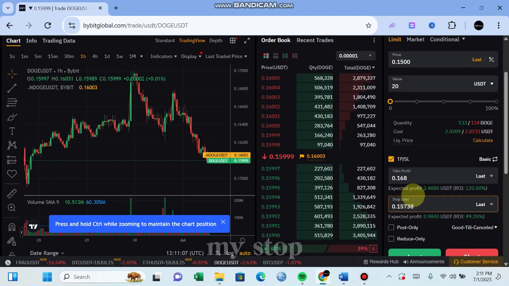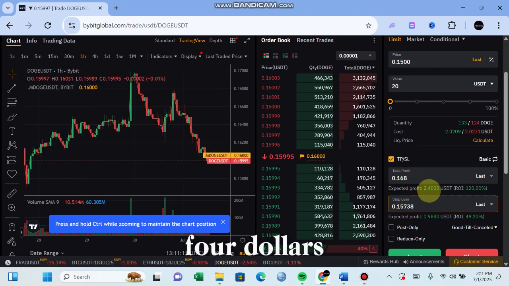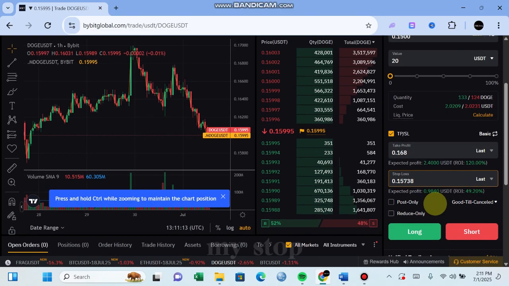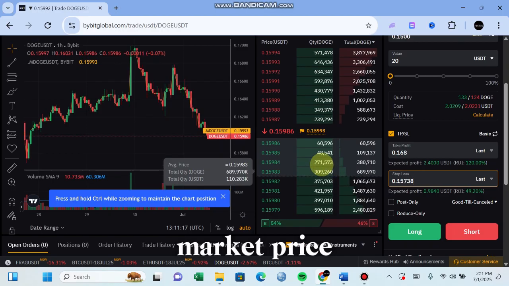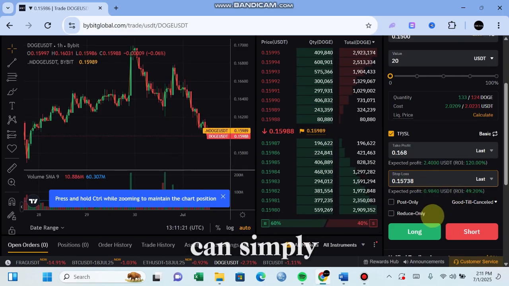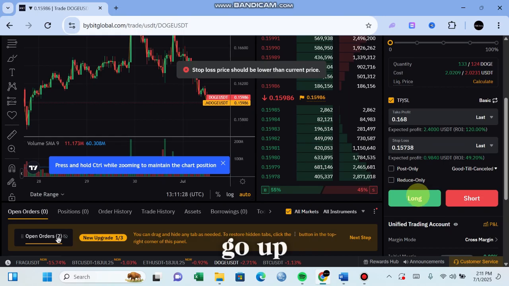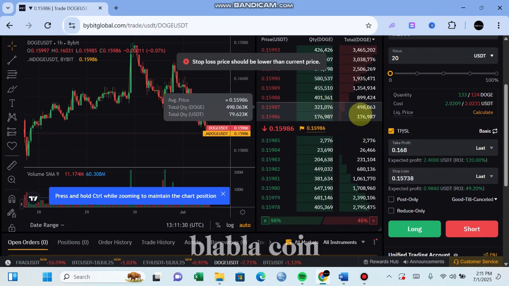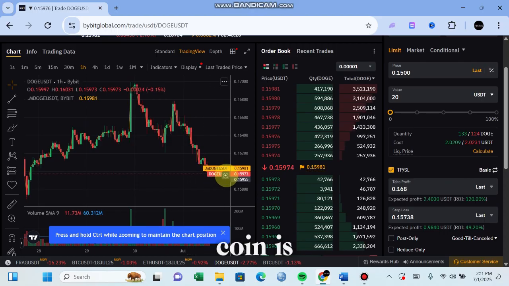if it hits my take profit, I'm making $2.4, you get. But if it hits my stop loss, I'll be losing 0.98, you get. The current market price is 0.1598. So I can simply come to this place and tap on long, which means I believe that it's going to go up. And if I do this long with stop loss below the current price, the current market price is what? The price of the coin is at 0.15796.